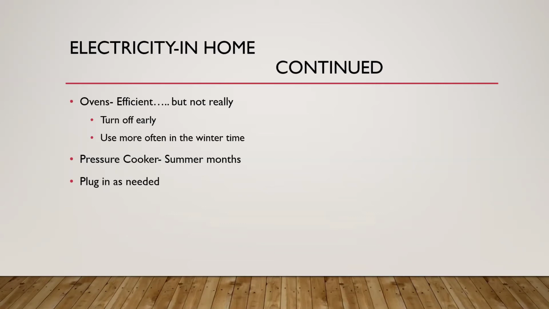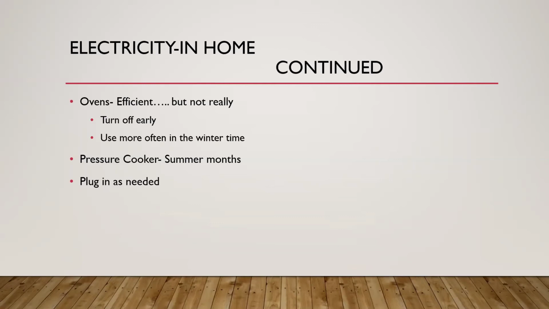So if you are running your oven consistently in the wintertime, yes, your electricity bill is going to go up, but that's going to be offset by your heating bill, because all that heat is going to stay in your house. So try to use your oven a little bit more in the wintertime versus the summertime. And I just mentioned it already there.